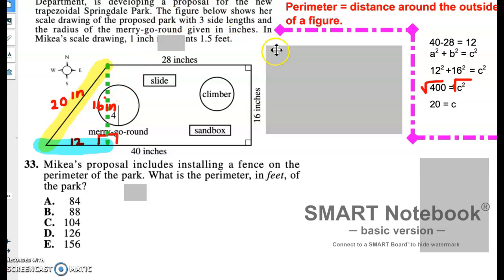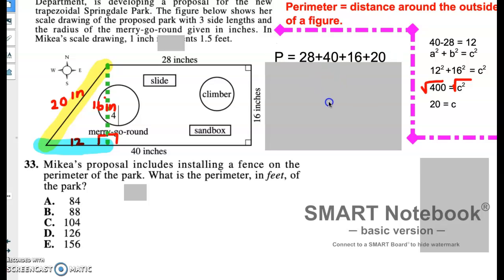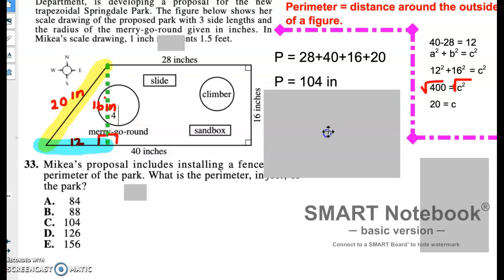So now to find the perimeter, all we need to do is add up all the sides. So perimeter is equal to 28 plus 40 plus 16 plus 20, because it's the distance around the outside of a figure. When we do that, we get that the perimeter is equal to 104 inches.